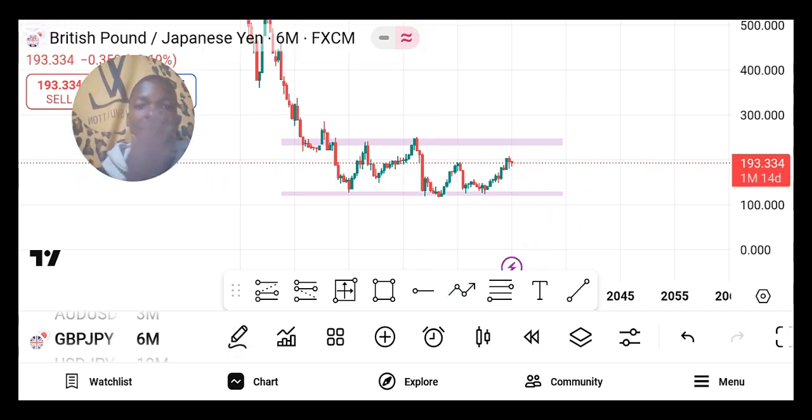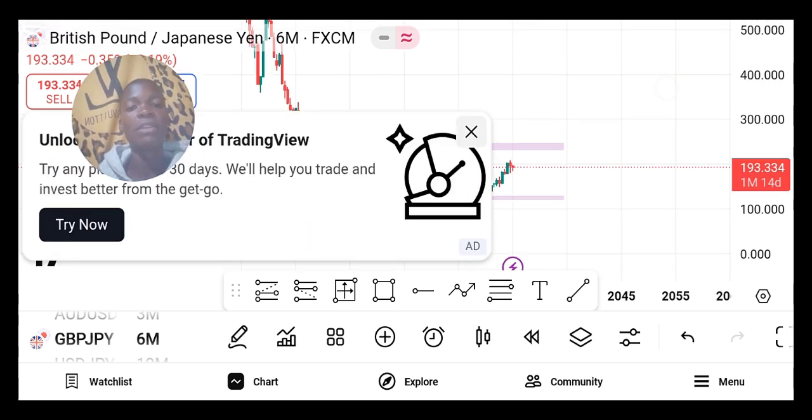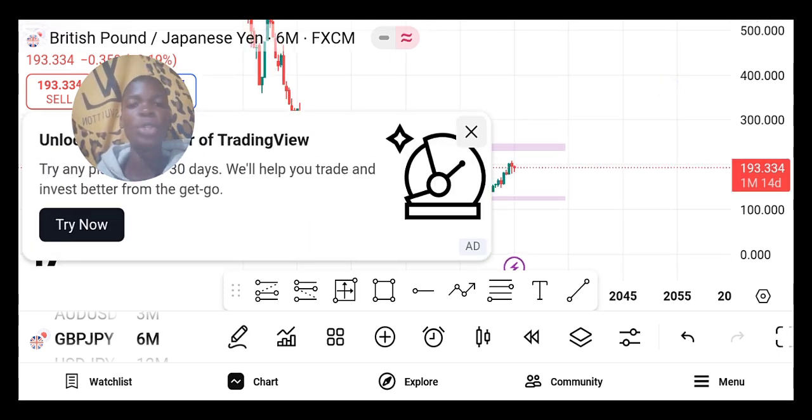So now, guys, after we have already read the zones, what is the next thing to do? The next thing to do is to go back to the monthly time frame, look for our medium trend, and then join the medium trend.